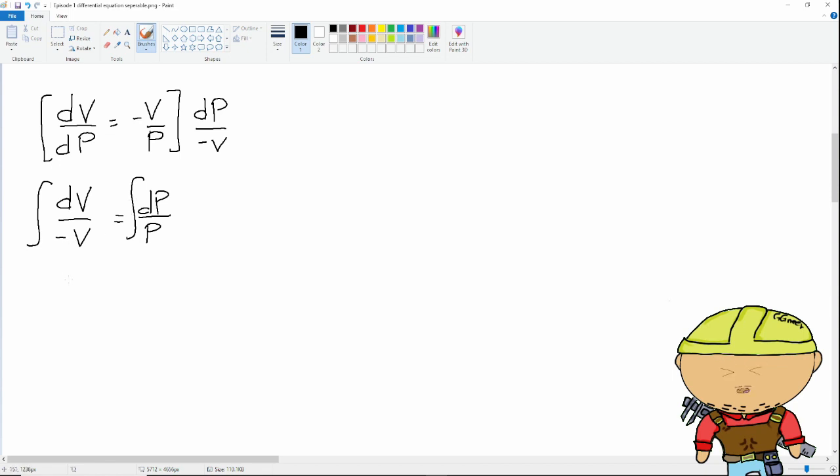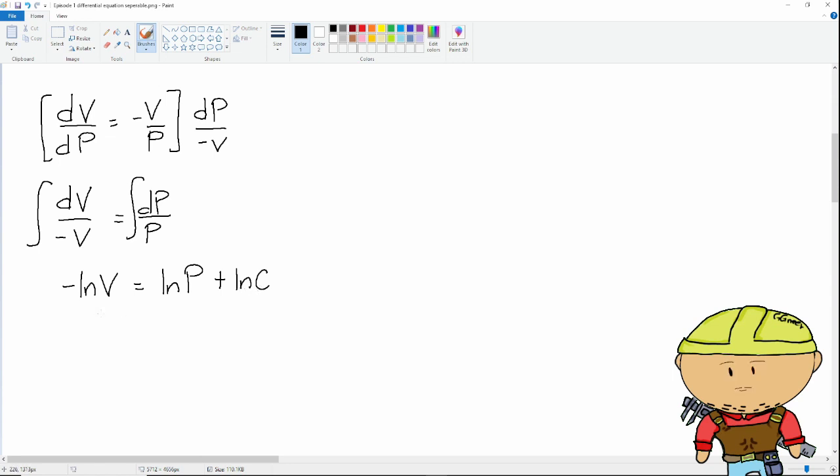Integrating the left side, we will have negative ln v. On the right side, positive ln p. Under differential equations, it is a prerequisite that we know how to integrate. Plus ln c. We can use c or ln c when integrating, but since v and p are both natural logarithm functions, ln v and ln p, we're going to use ln c for our arbitrary constant.